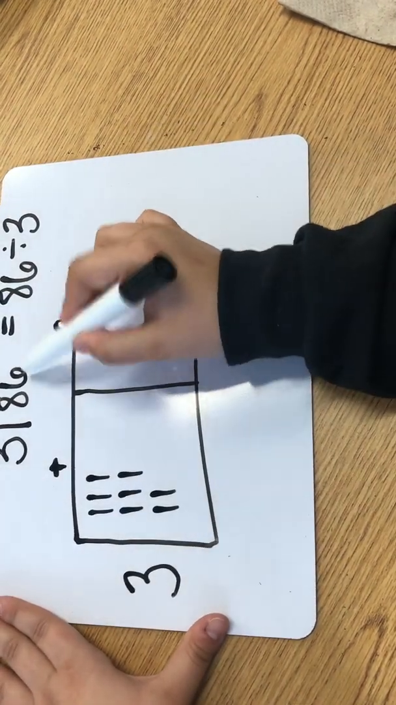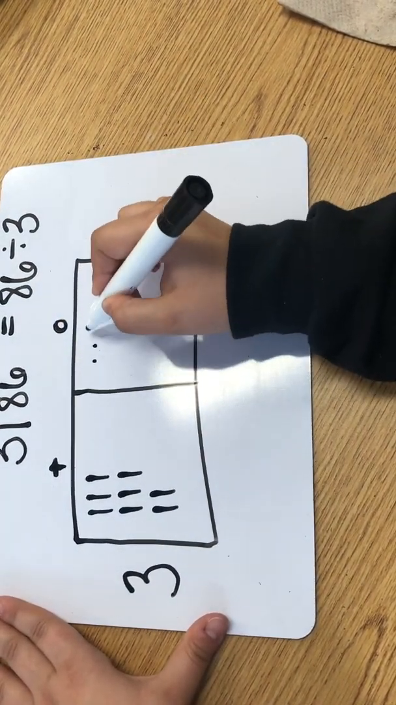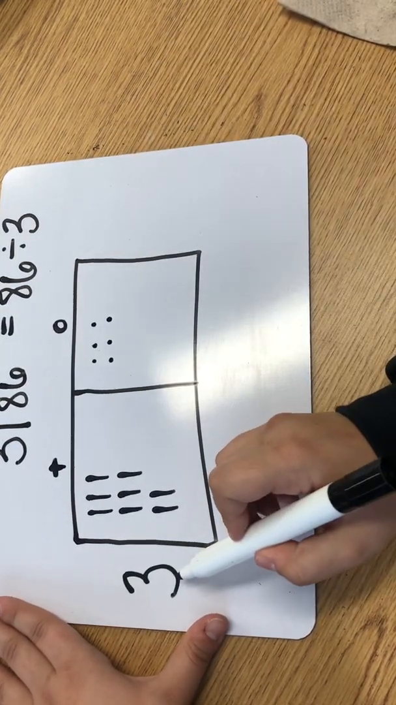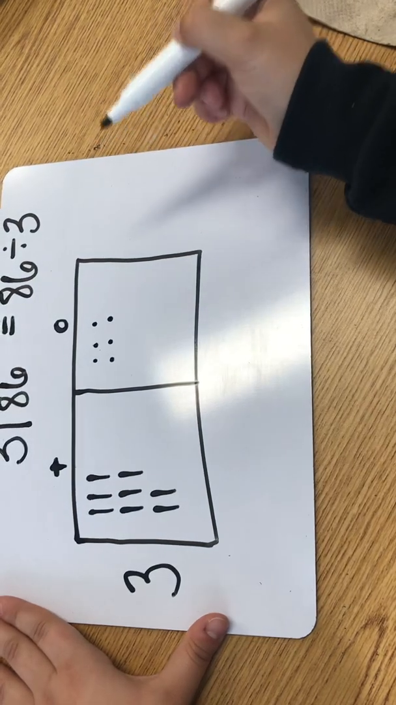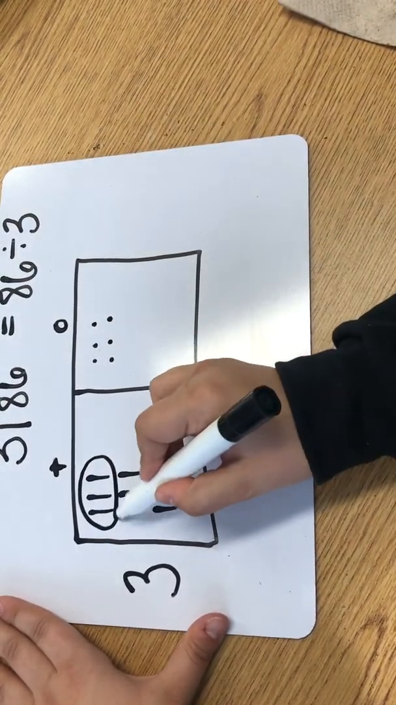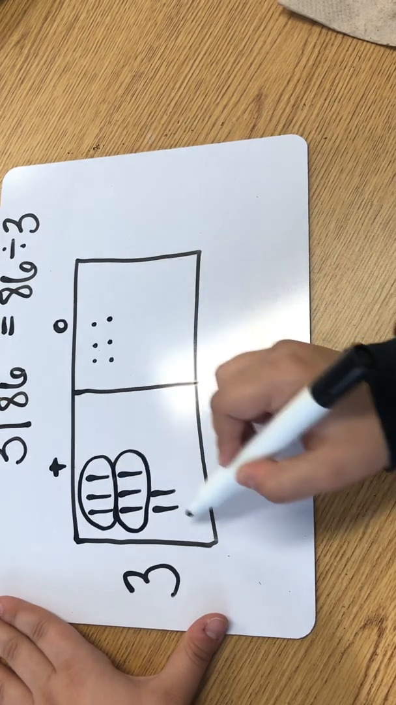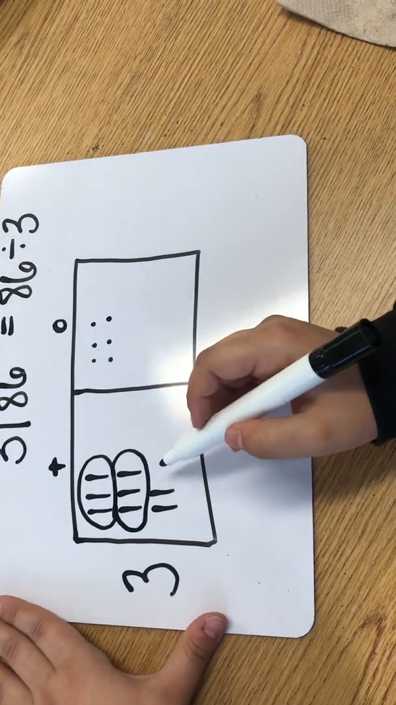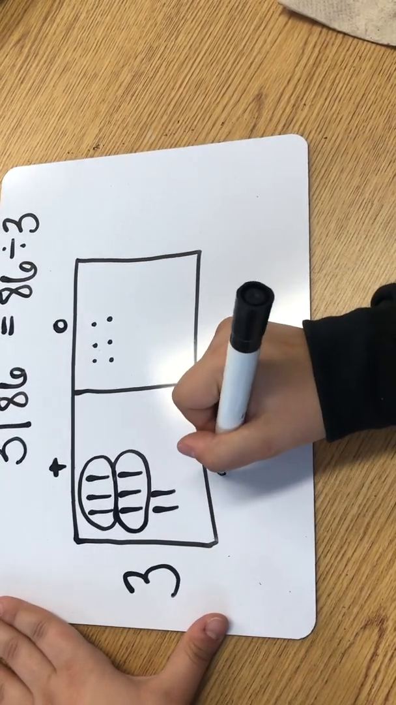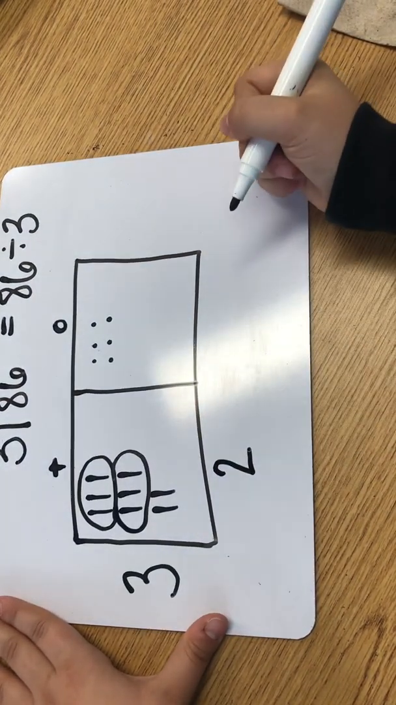In my 1s place, I have 6, so I'll put 1, 2, 3, 4, 5, 6. My divisor is 3, so I'm going to make as many groups of 3 as I can. So there's one group of 3, there's another group of 3, and then I have this group of 2. Because I can make 2 equal groups of 3, I'm going to go ahead and write my 2 right here.